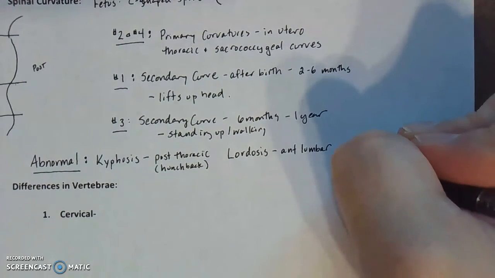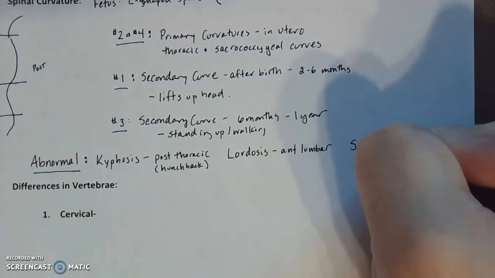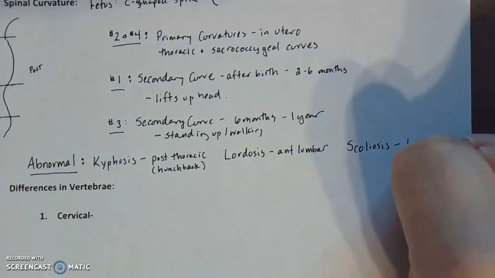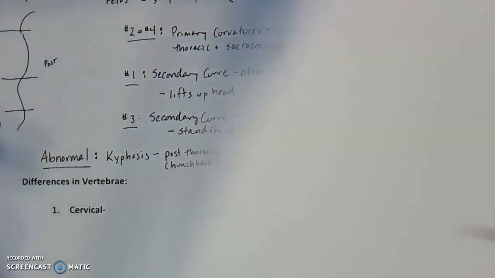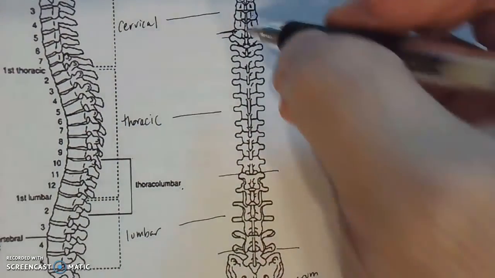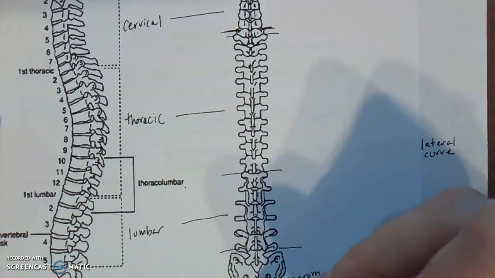And the one that you probably have heard of is scoliosis. This is an abnormal lateral curve to the spine. So if we go back to our diagram here, instead of being nice and straight, this would tend to bend over a little bit.